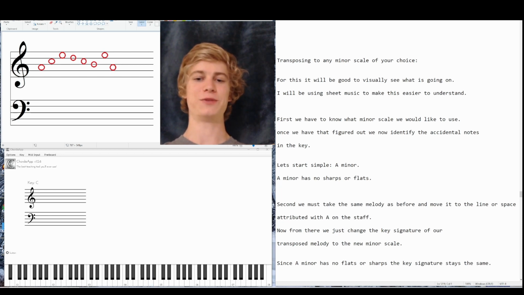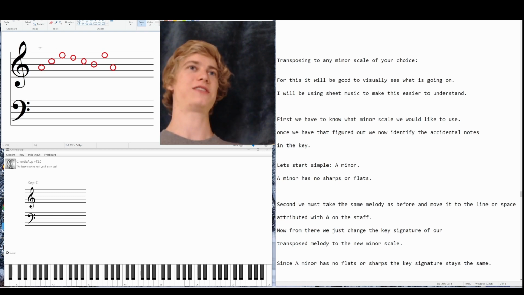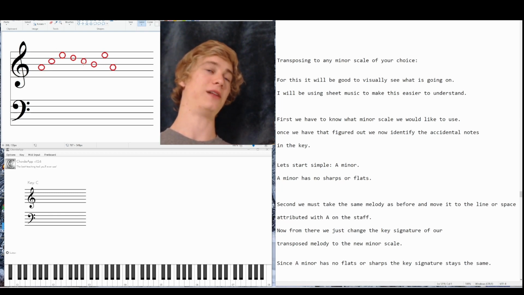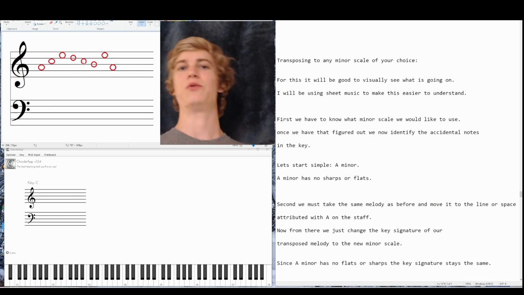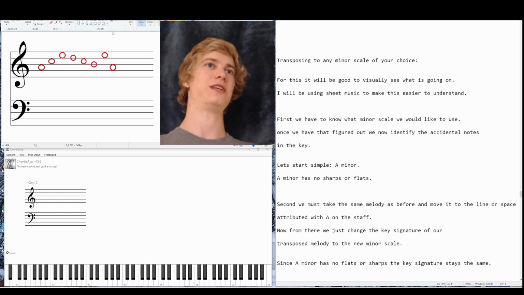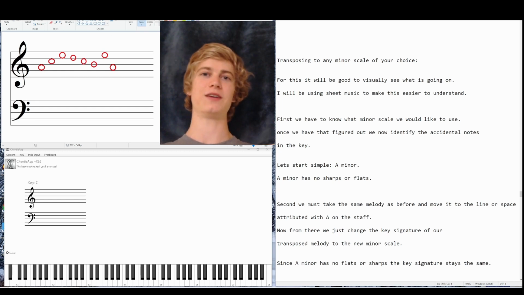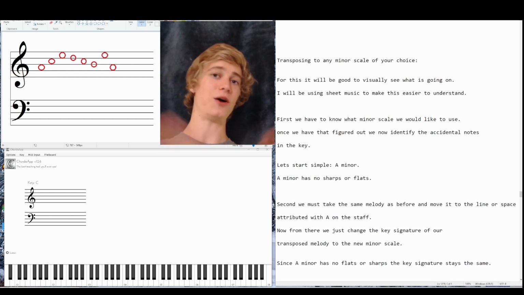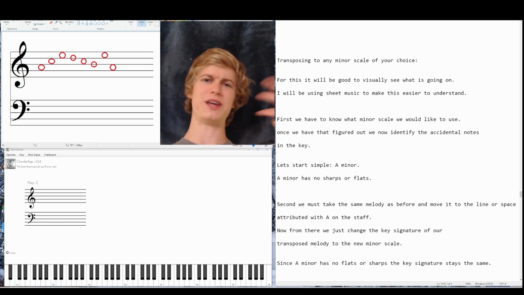If that didn't sound that much different to you, that's totally fine. Everyone has a different ear and a different interpretation of music. So now we successfully transposed a melody that was in C major to A minor, and we successfully did that. So now let's move on to something a little more difficult that's not going to be in C major, so we get some more gears turning here.